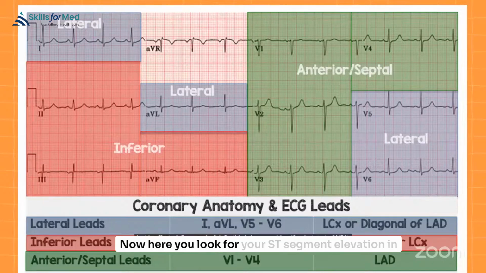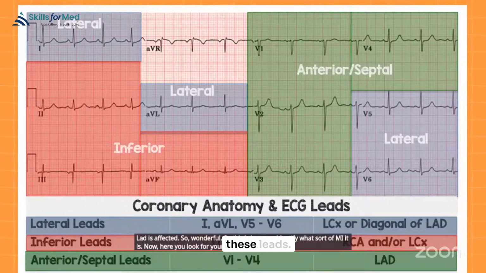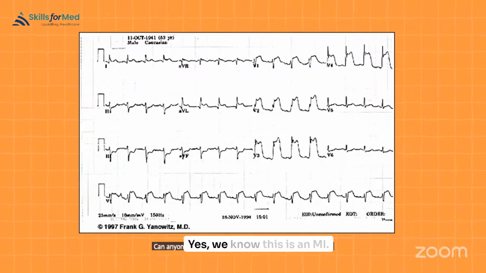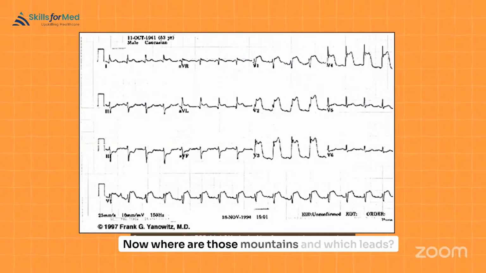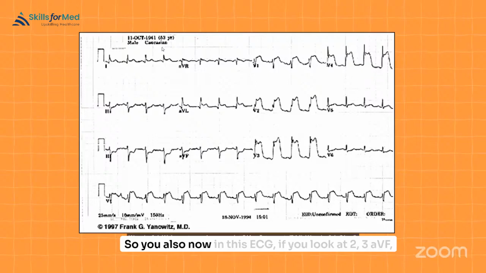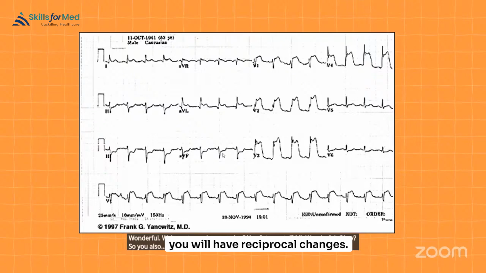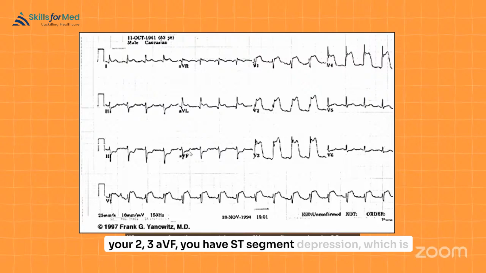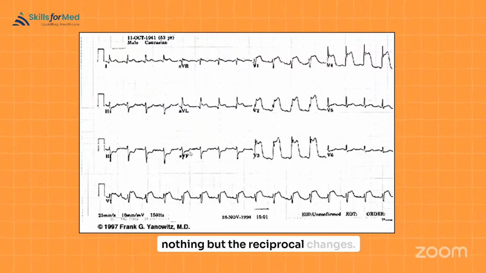Now here you look for your ST segment elevation in these leads. Now, after this, you're looking for mountains. Yes, we know this is an MI. Now, where are those mountains? In which leads? Yes, anteroseptal MI. Okay. So now in this ECG, if you look at 2, 3, AVF, you will have reciprocal changes. Wherever you have those mountains, you will have valleys nearby. So in 2, 3, AVF, you have ST segment depression, which is nothing but reciprocal changes.